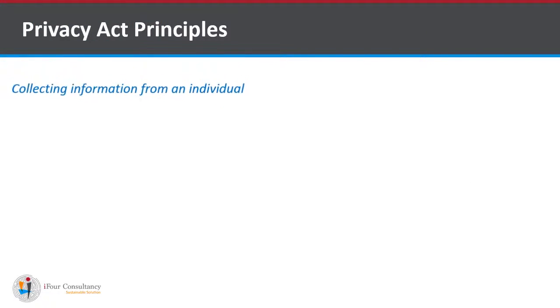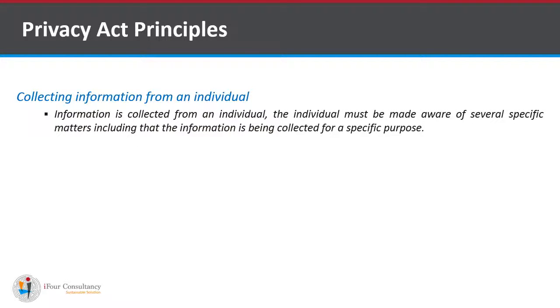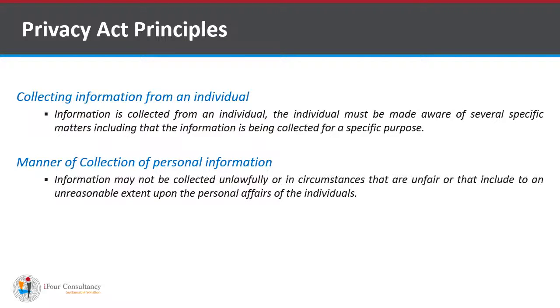The next principle talks about collecting information from an individual. When information is collected from an individual, the individual must be aware of several specific matters, including that the information is being collected for a specific purpose and not for other use. The next principle talks about manner of collection of personal information, that is, how the information is collected from an individual. Information may not be collected unlawfully or in any circumstances that are unfair or that intrude to an unreasonable extent upon the personal affairs of the individual.